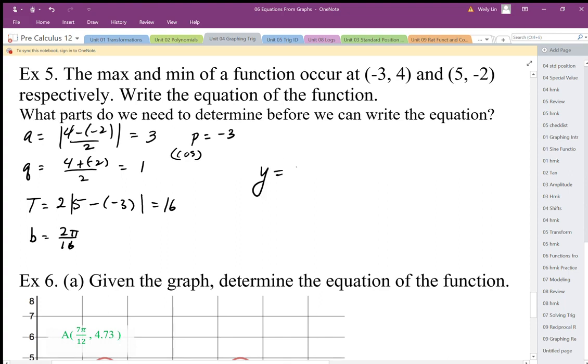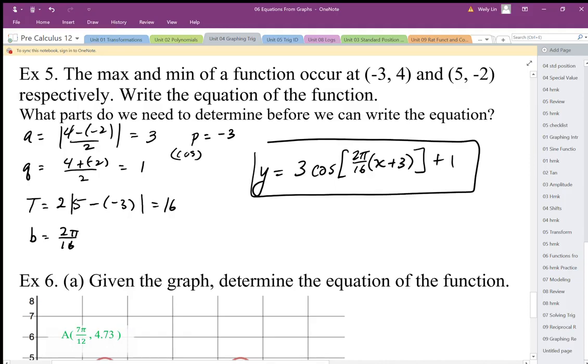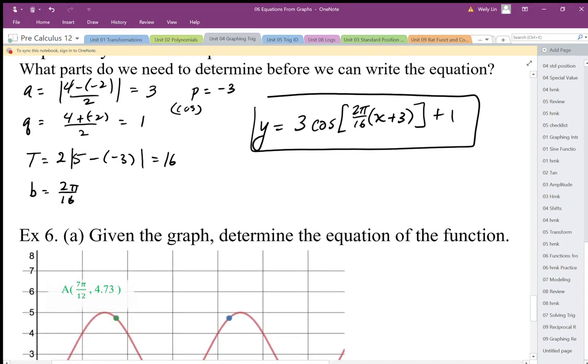Now I can write in my equation my amplitude of 3 cosine my period, my B value is 2 pi over the period. Now I can actually see the period in the function now. My period is 16 plus 3. Okay, so P is equal to -3, so we'll go plus -3, and then the vertical shift of +1. So there it is. So this is a function where the pi's don't cancel out, and so we end up with pi in our B value, which indicates that I've actually scaled my axis in terms of just numbers without pi.